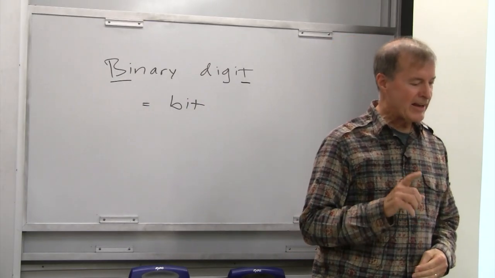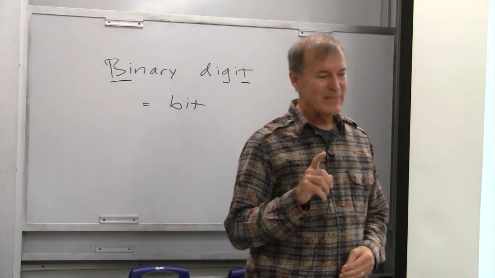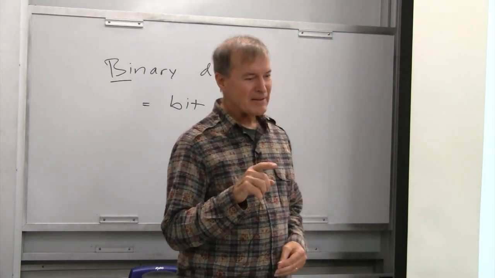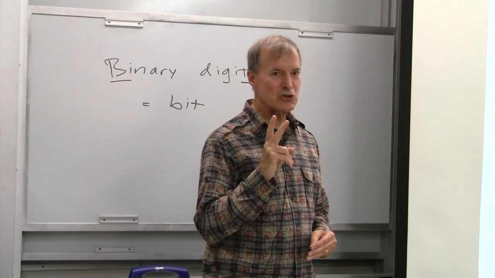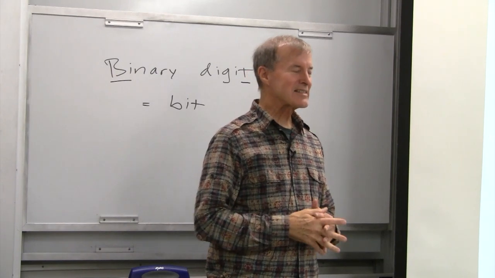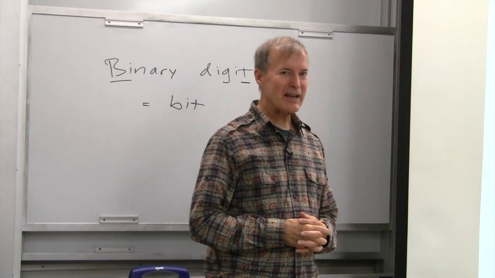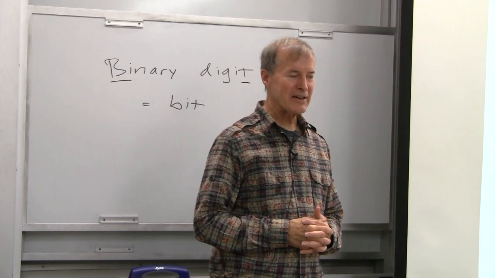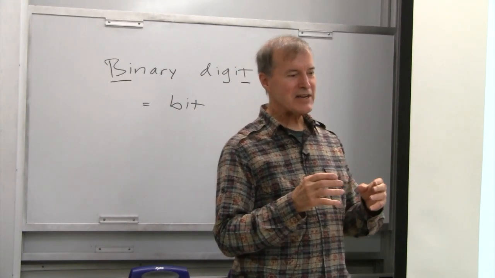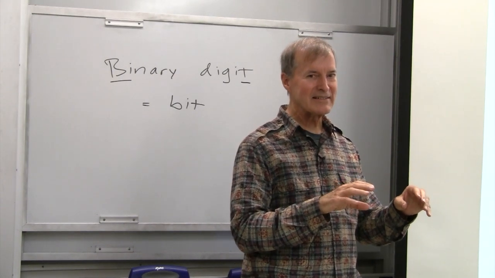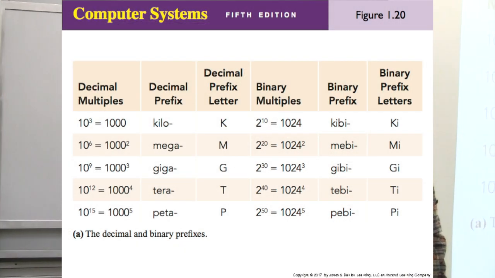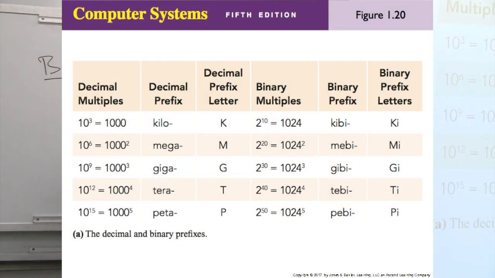All right. But now here's the thing. In computing, the base system is going to be base what? Not base 10, but base 2. So it's kind of different whenever you count large quantities in binary. The thing that's strange about it is that it's approximately the same as decimal, but not quite. I don't know if you're familiar with this one or not, but here it is. The second half of this figure are the binary multiples and the binary prefixes and the binary prefix letters.